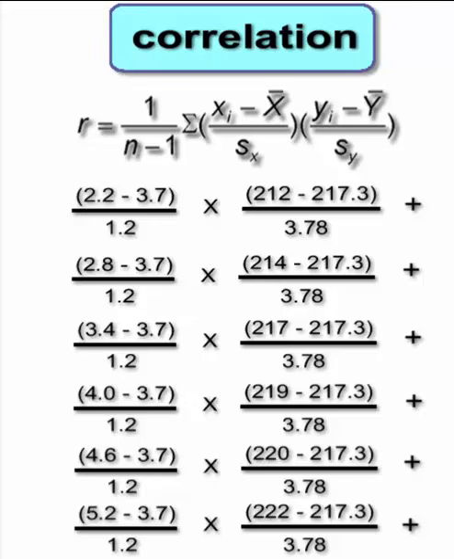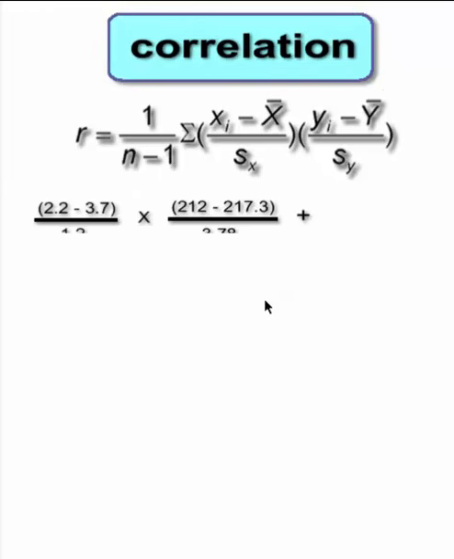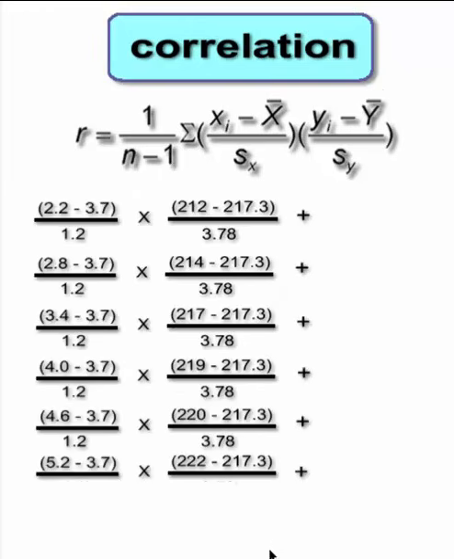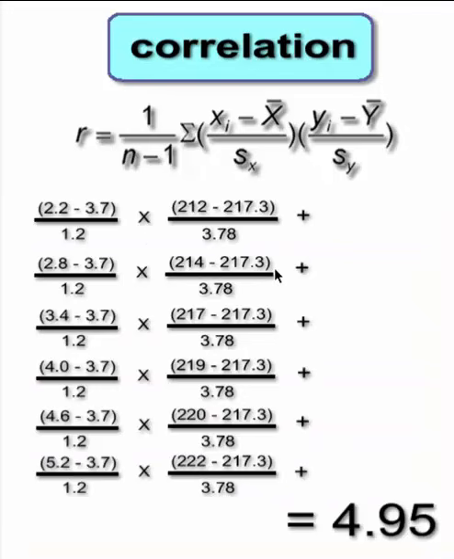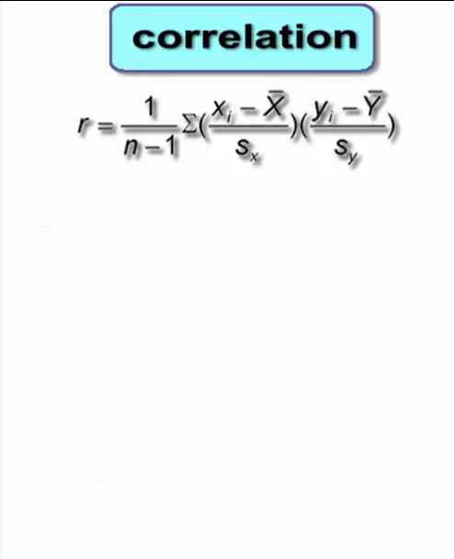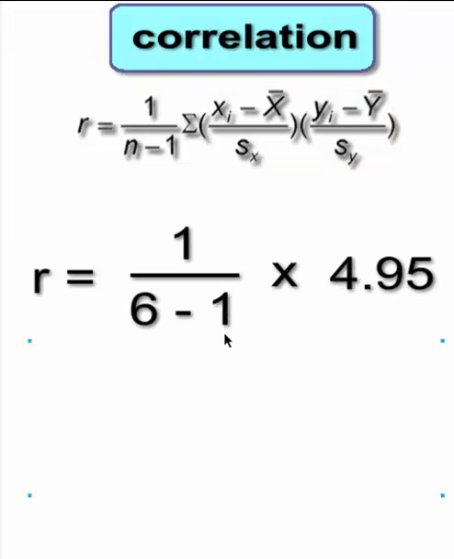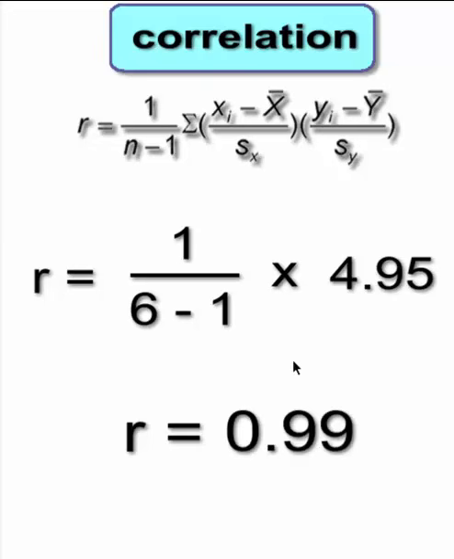You go ahead and do all that math, and you're going to get a grand total of 4.95. So all this mess comes out to be 4.95. So this chunk right here is 4.95, and then you're going to multiply that by 1 over 5, basically. And that's going to give you your correlation of 0.99.